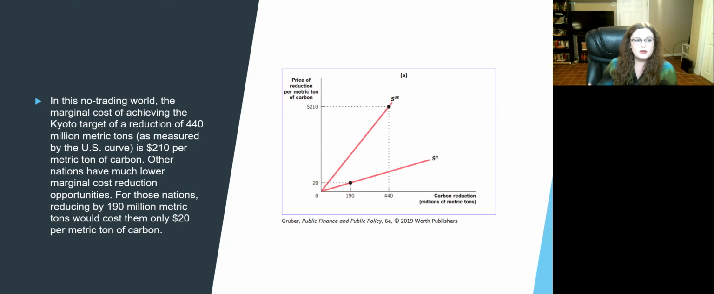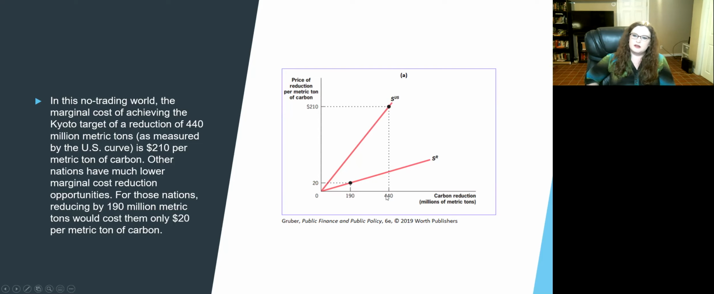It's actually pretty high cost for us to reduce our carbon emissions at this point compared to a lot of other countries, which is why tradable permits kind of make sense, right? Other nations tend to have much lower marginal costs. So see that we have this increased line right here for the US's cost of reducing carbon emissions per ton, and there's other places where their marginal cost might be reduced so that they can do it at a slightly cheaper rate, right? For these nations, reducing about 190 million metric tons only costs about $20 per metric ton of carbon.